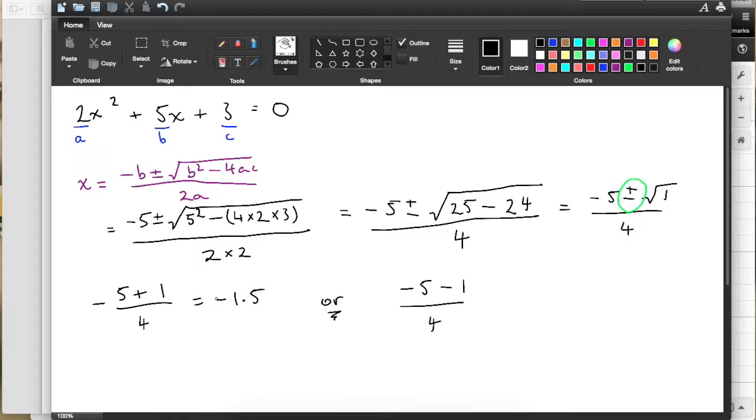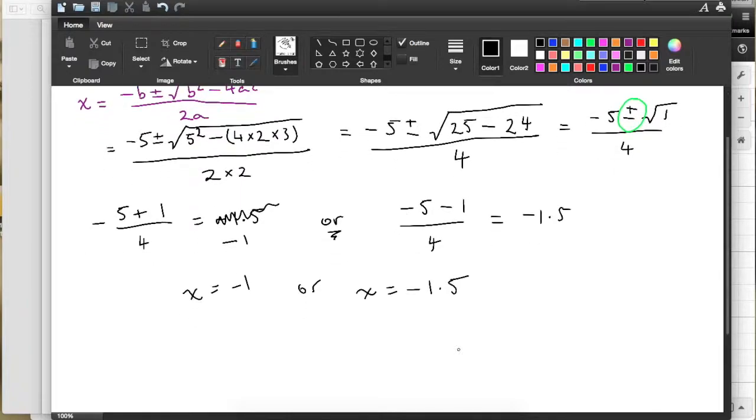Oops, I've done the wrong thing over here. That should be the negative 1.5. This one is not negative 1.5 because we have negative 5 plus 1, that's negative 4 over 4, which equals negative 1. My apologies. So we've got two possible answers for x. x equals negative 1 or x equals negative 1.5.